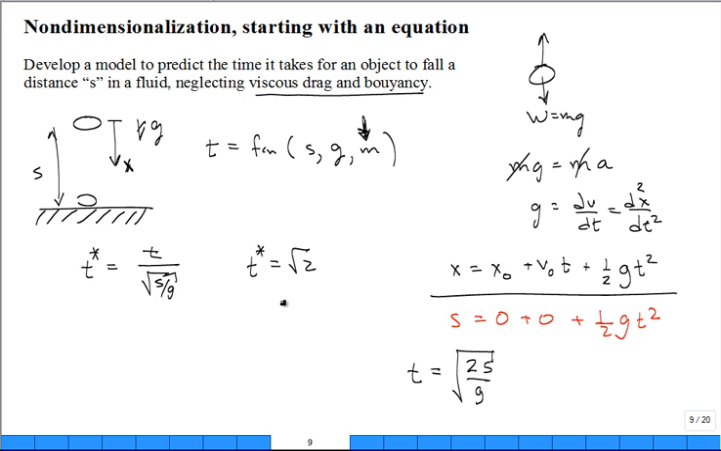Don't applaud. It's not that big of a deal, right? Okay. Somebody else says, I want to define t star as t divided by the square root of 2s divided by g. Can I do that as well? Sure. And then t star is equal to 1. Get into the habit of getting an analytic expression and then also cast it in dimensionless form. Let's move on to another problem.